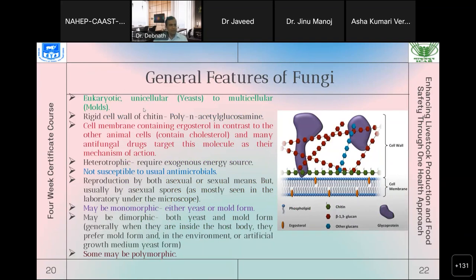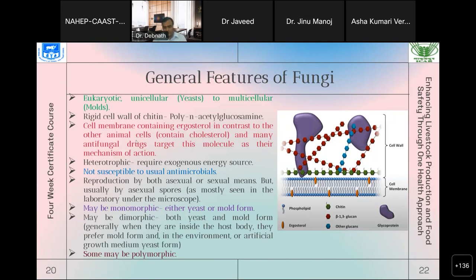Now, before we go for the diagnosis of these dermatophytes, we should understand the general features of fungi. Fungi, mostly they are eukaryotic. They may be unicellular or multicellular, as I mentioned earlier. They have a very rigid cell wall. And one important component of this cell wall is chitin. This chitin is very important for diagnosing the organism. We will discuss in the later part of this presentation where this chitin is used as a diagnostic tool.